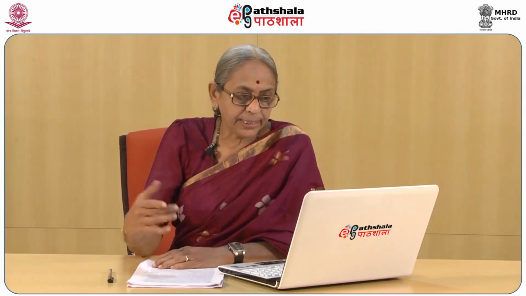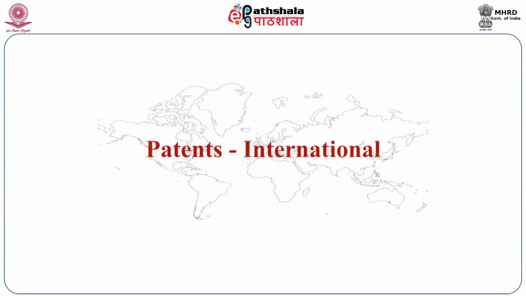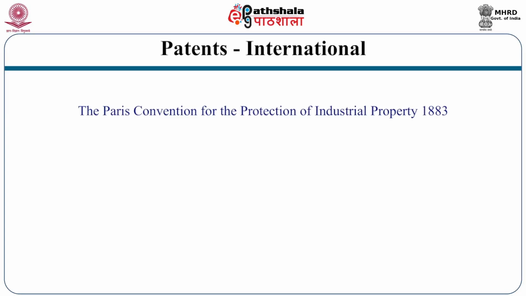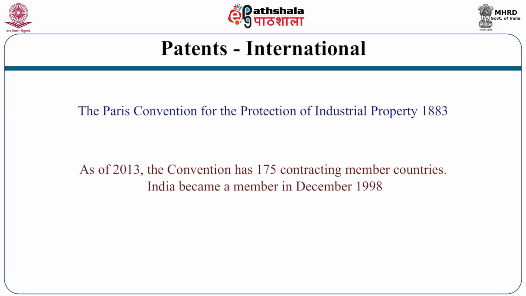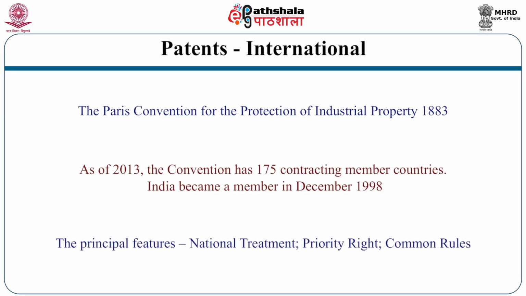I have already told you that the two international organizations are WIPO, the World Intellectual Property Organization, and the trade related intellectual property rights, TRIPS. But let us look at some of the international conventions and treaties which deal with patents alone. The Paris Convention for the Protection of Industrial Property, in 1883, is one of the earliest conventions, and as of 2013 it has 175 contracting member countries. India became a member in 1998. The principal features of these are national treatment, right of priority and common rules. First we looked at the Paris Convention for the Protection of Industrial Property.